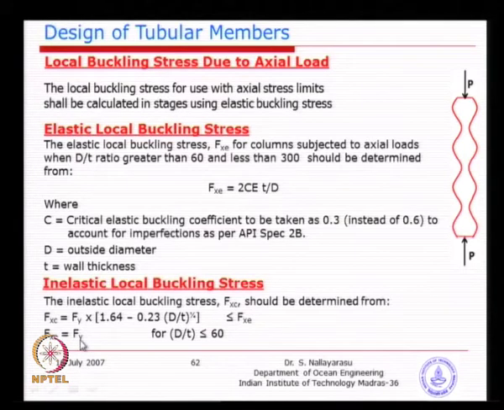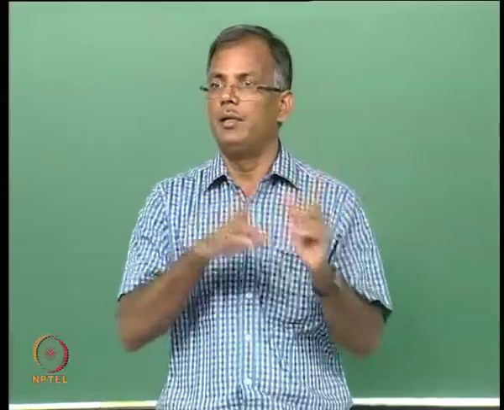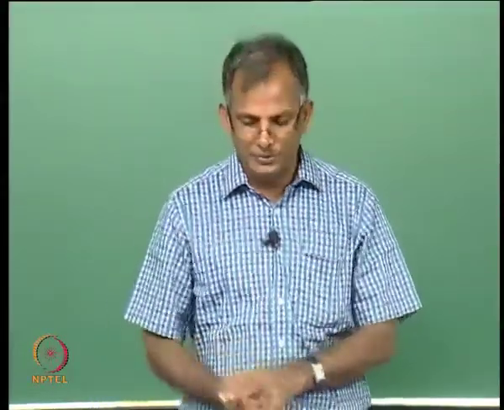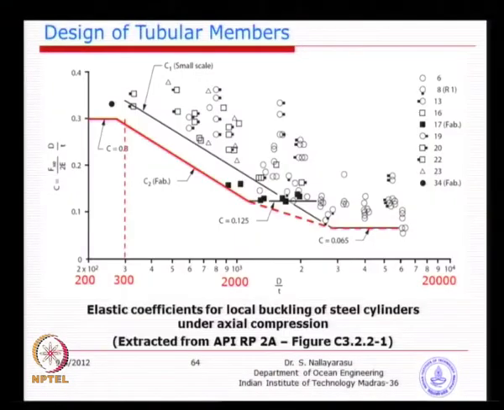That means, if the d by t ratio is smaller, then automatically you will not require to substitute here, Fy will be the value coming there. So, d by t ratio larger means local buckling is going to reduce the yield strength, which you will supply to the axial stress. Hope you understand the idea behind this. So, global buckling and the local buckling limits.